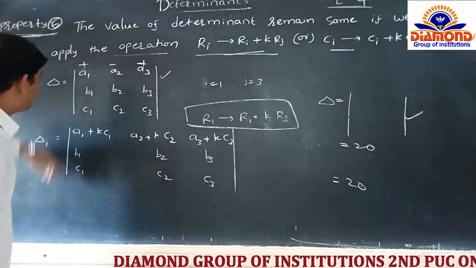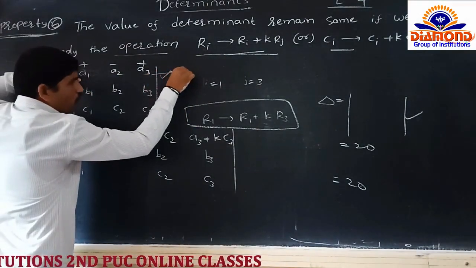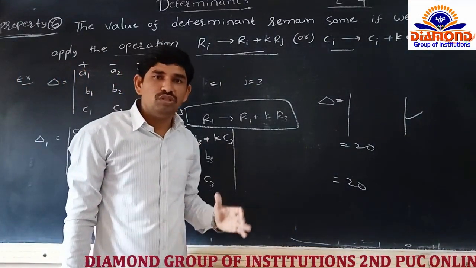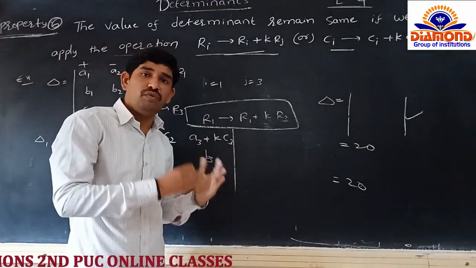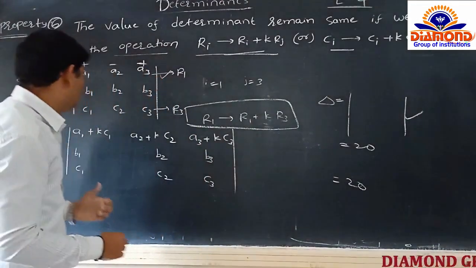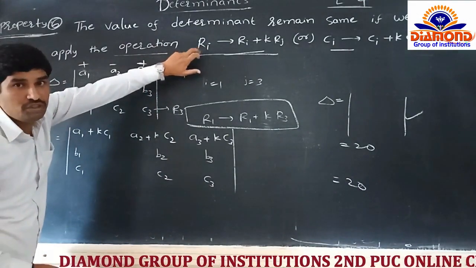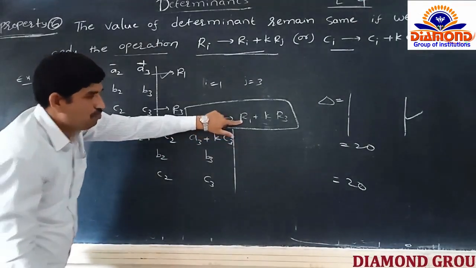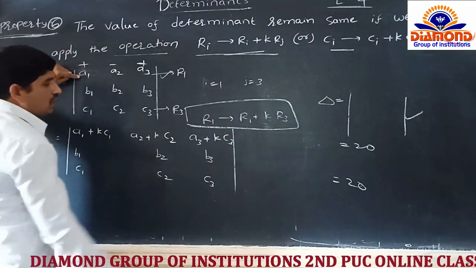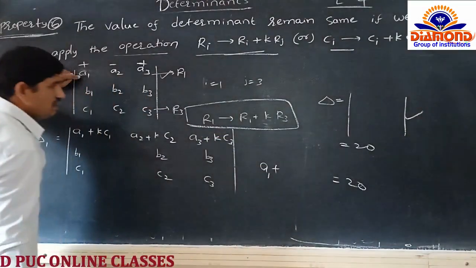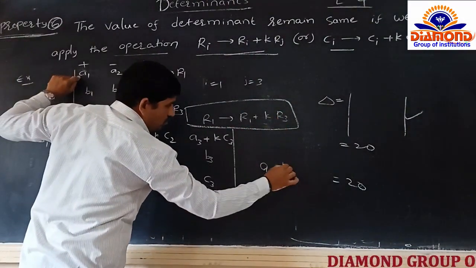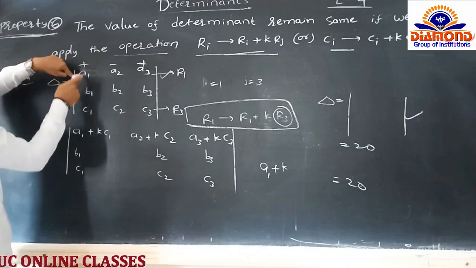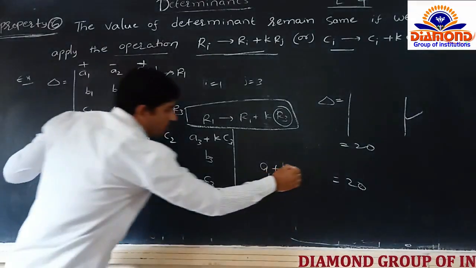Now how we are going to apply the operation: this is R1. See, this is a very important one, because if you are doing exercise 4.2, we have to apply the operations and properties again. Now this is R1, this is R2. What do we write? R1 plus, R1 is nothing but this element, A1, plus K into R3. Corresponding to the element A1, what is in R3? C1. So we have to write C1.